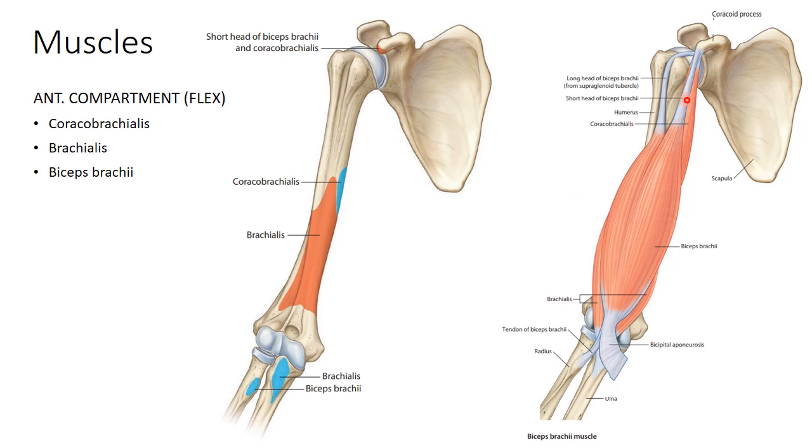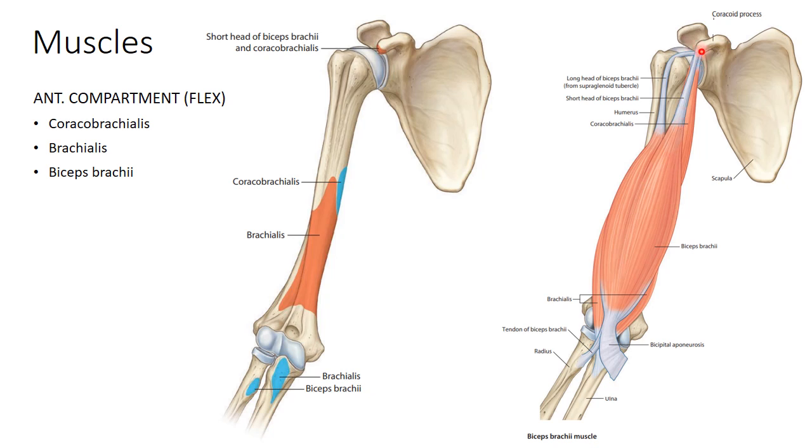The biceps, as the name suggests, has two heads. We have a short head that arises from the tip of the coracoid process as a tendon, and then it passes through the axilla. If you remember, one of the contents of the axilla is the short head of biceps and the coracobrachialis. We will study this later.